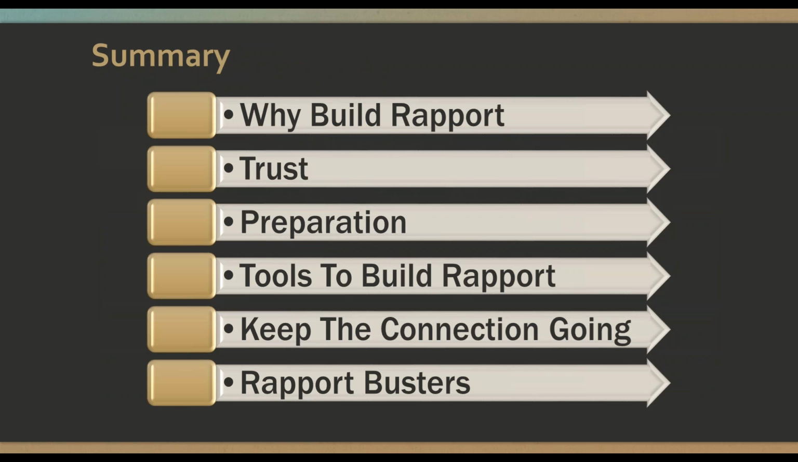So that's how you build rapport. That's how you connect. Why? It's important. It builds trust. A lot of it's to do with your preparation. How are you going to prepare? Right language, the right jargon, cultural complement. The tools to build rapport. Using the stories, being genuine, revealing your vulnerability. Why not keep that rapport going, that relationship going after your presentation? And don't do any rapport busters.